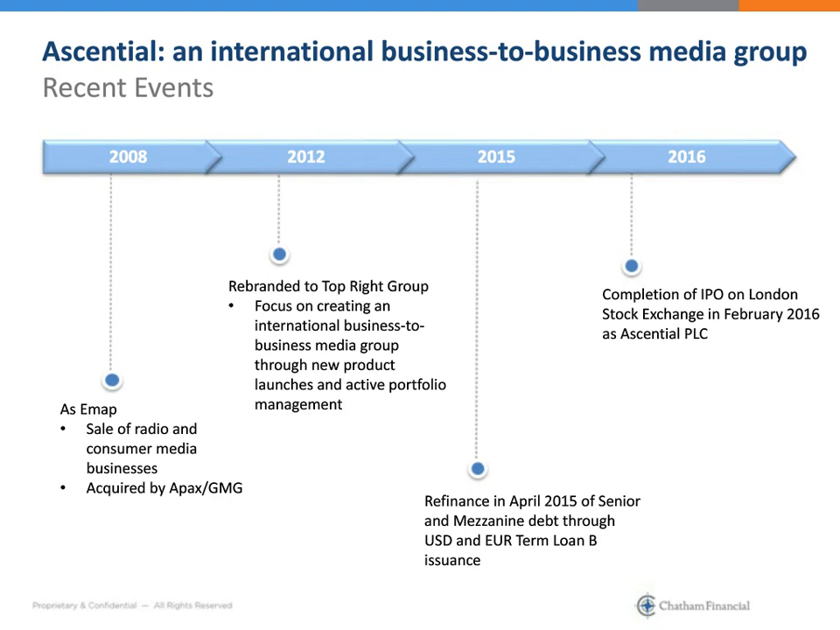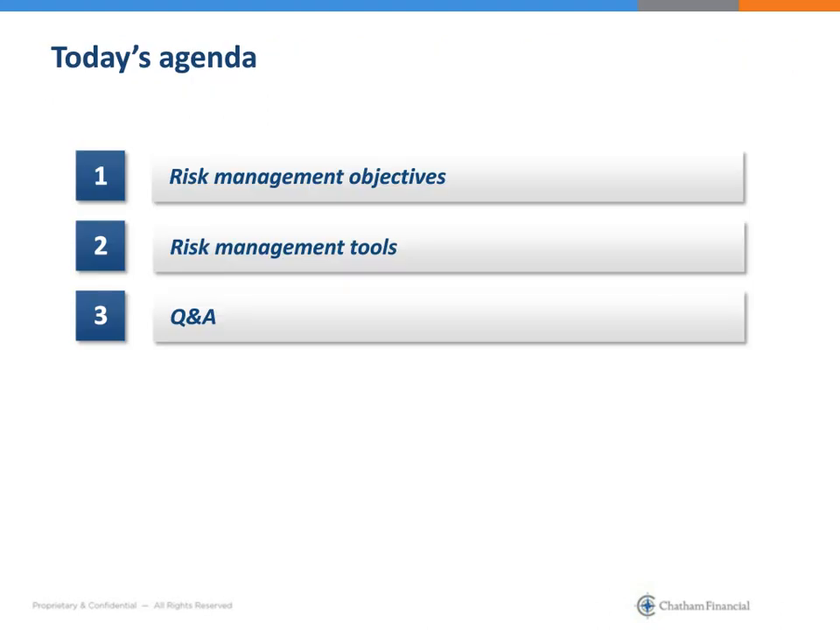Thanks, Steve. So we should take a quick look at the agenda for the next half hour of the discussion today. The first part of the discussion would be on the risk management objectives and how that might change throughout a company's life cycle. And as you can see, the experience that Steve brings from Essential is very relevant as a backdrop, as a case study for the discussion points on this part of the webinar as well.